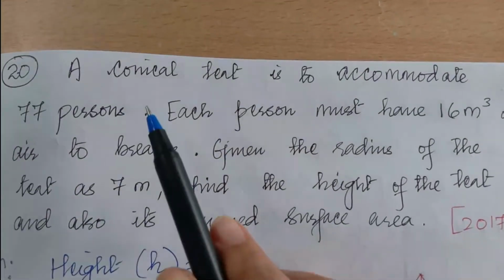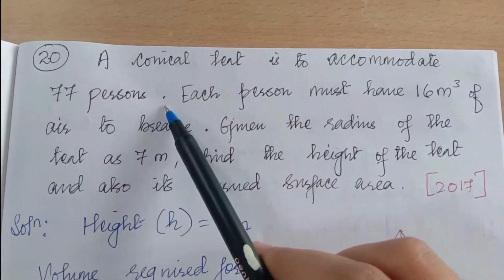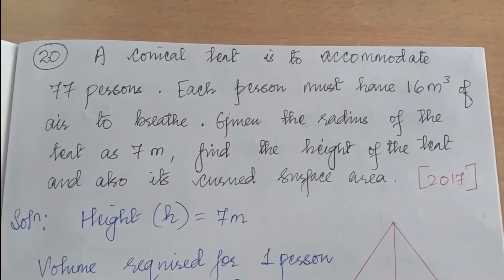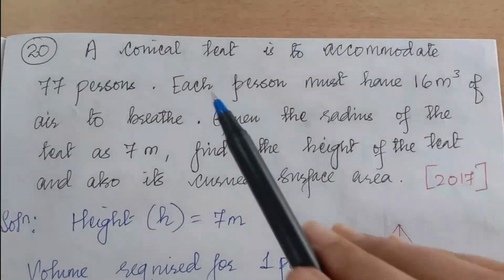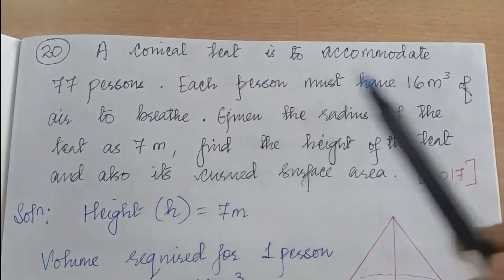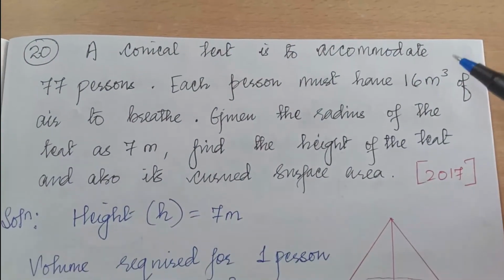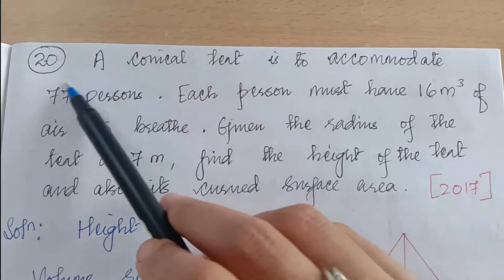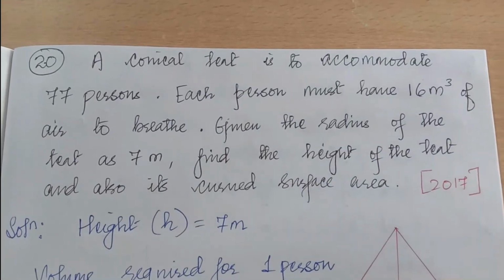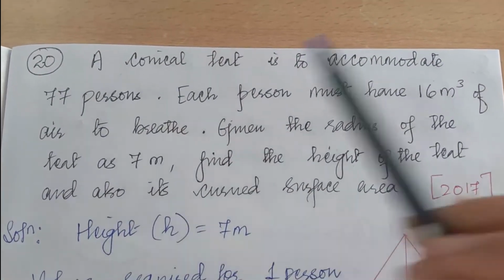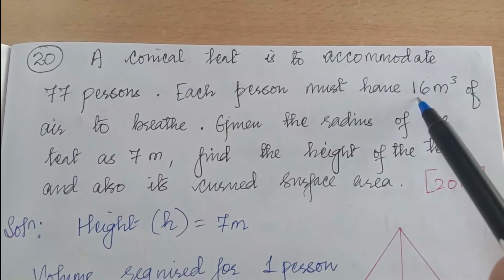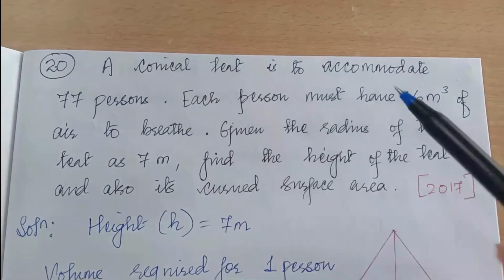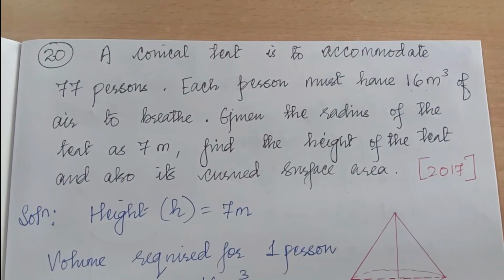Question number 20: a conical tent is to accommodate 77 persons, meaning 77 persons can stay inside the tent. The space inside the tent is for 77 persons. Each person must have 16 meter cube of air to breathe. That means the volume, the space occupied by one person, is 16 meter cube, and 77 persons can sit inside that tent. So the volume of the tent we can find: the space inside the tent is 77 into 16, because for one person the volume required is 16. So for 77 persons it is 77 into 16. That will give you the volume of that conical tent.